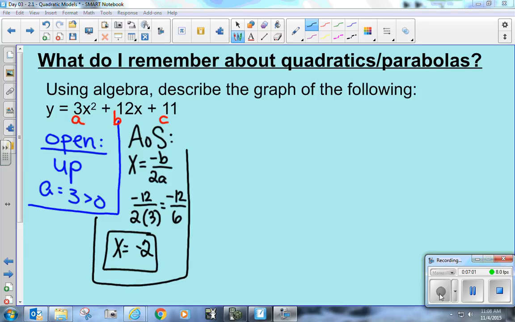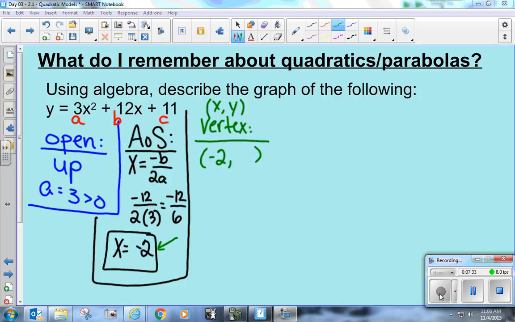Now, if I were to graph x equals a number, isn't that a vertical line? It crosses the x-axis right at negative 2. So we know it opens up, and the axis of symmetry is at x equals negative 2. Not bad. What about our vertex? Our vertex is a coordinate, so we need an x and a y. We have an x right here, negative 2. I just have to figure out what the y is.